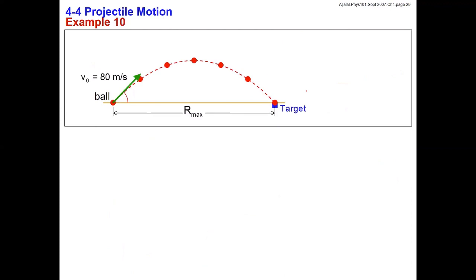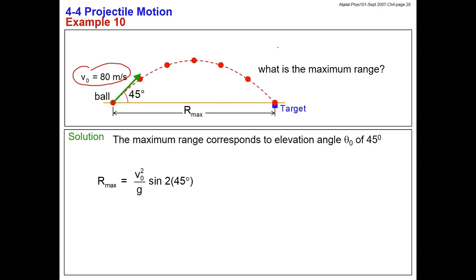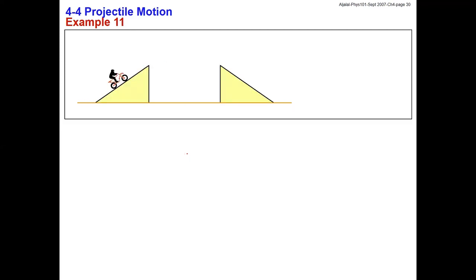Now, this question is straightforward. What is the maximum range? I give you V naught. Well, I have maximum range. It corresponds to 45 degrees. Theta is equal to 45 degrees. So the maximum range is just equal to V naught squared divided by g, because sine of 2 theta is equal to 1. And I just plug in my numbers and I get 653 meters.